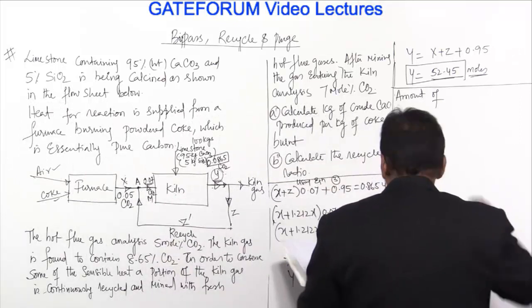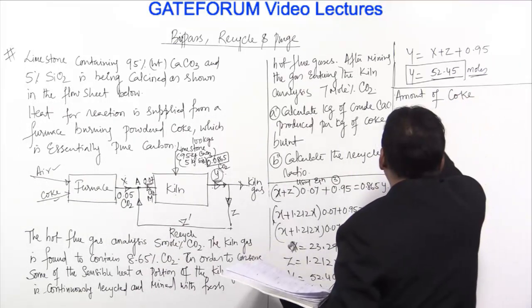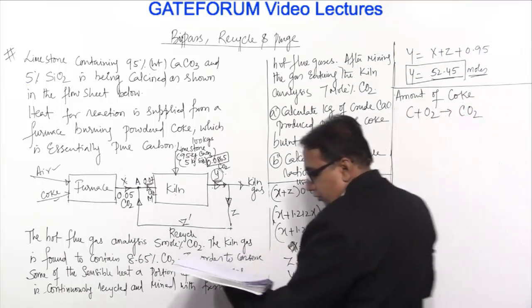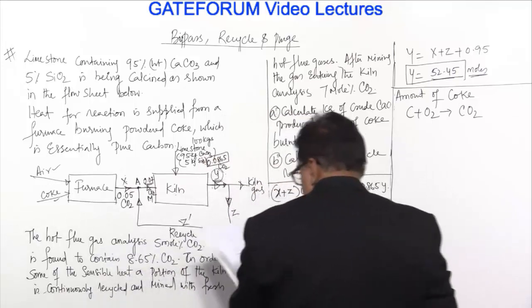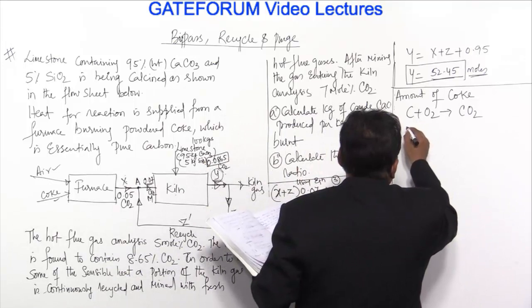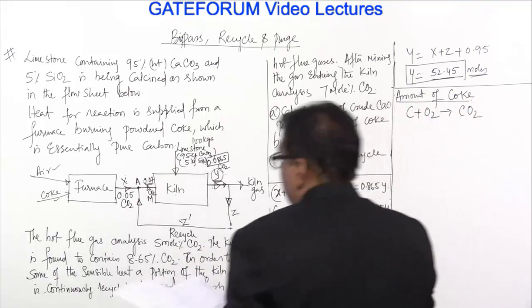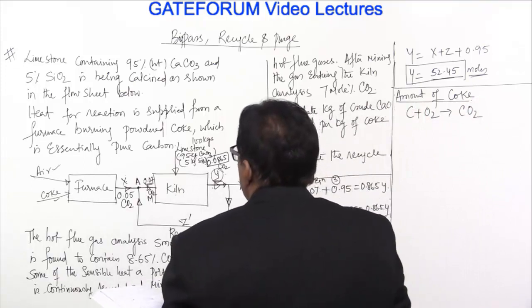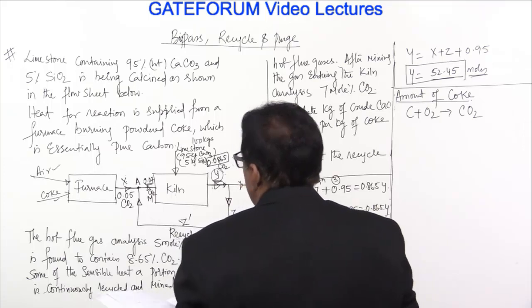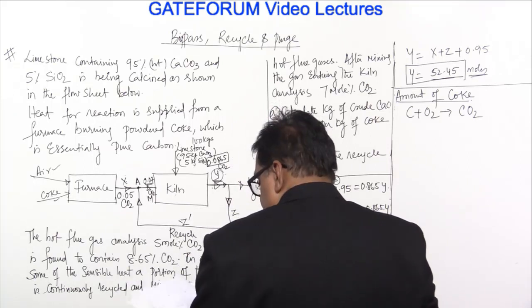So, the amount of coke: C plus O2 gives CO2. So the amount of carbon. Is anything given regarding the coke here? The heat from the reaction is supplied from a furnace burning powdered coke, which is essentially pure carbon, and the hot flue gases and all.